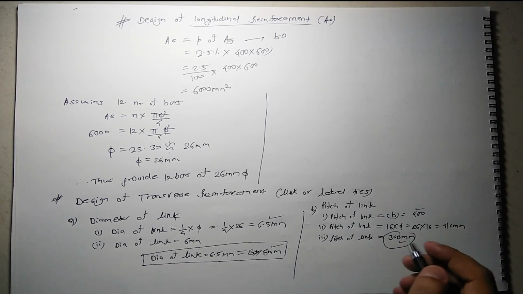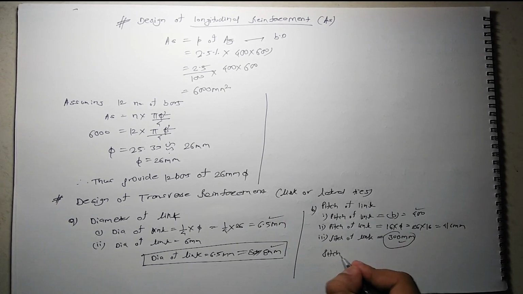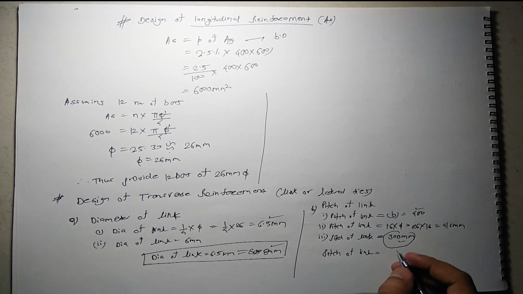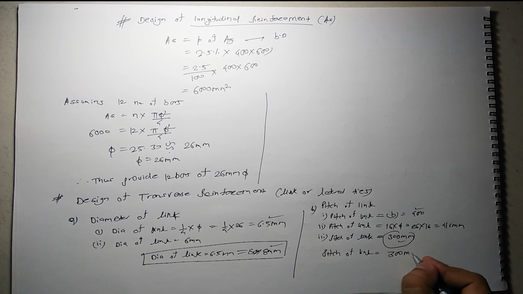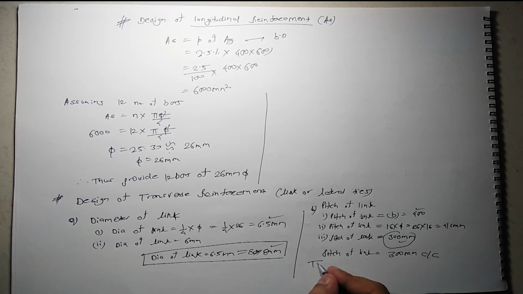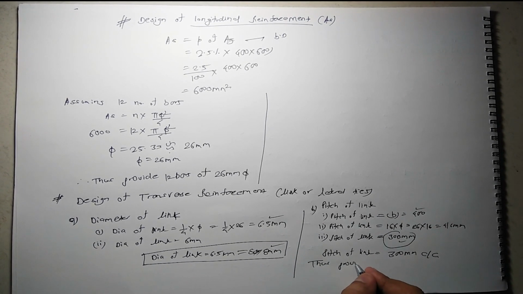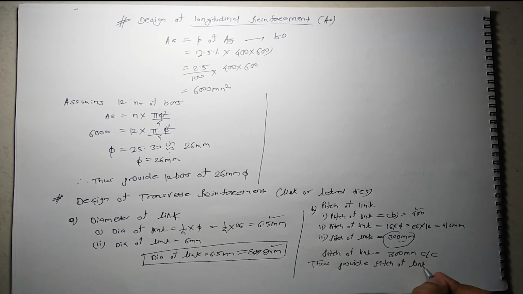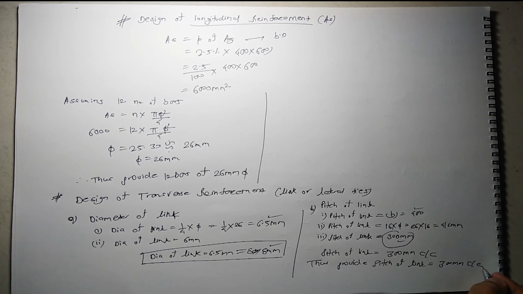Okay, so pitch of link equals minimum of 3, that is 300 mm center to center. Okay, so we have to write it down. Thus provide pitch of link equals 300 mm center to center.